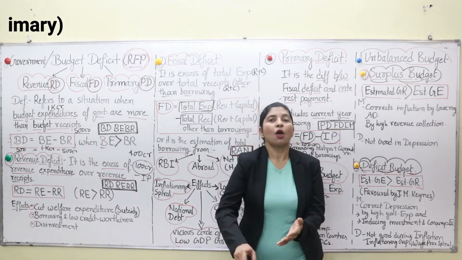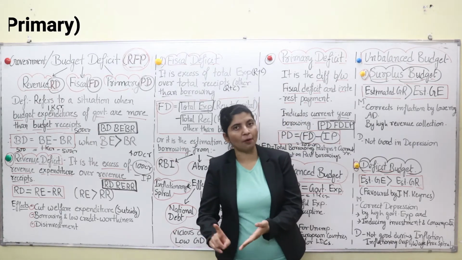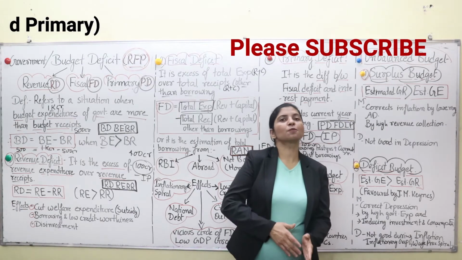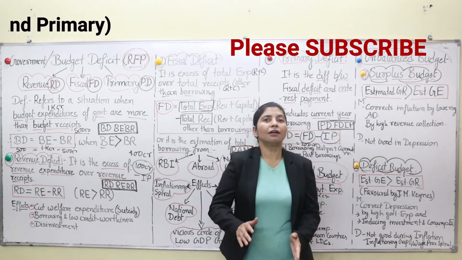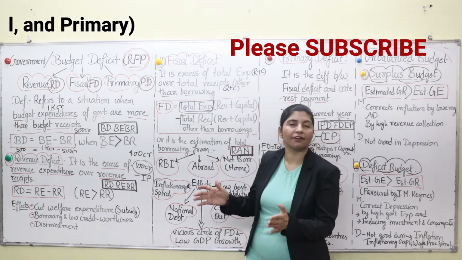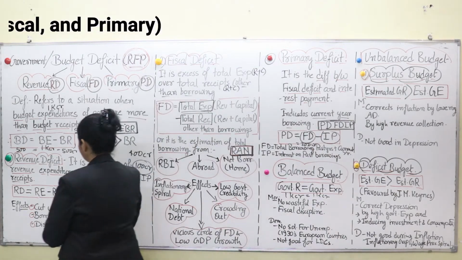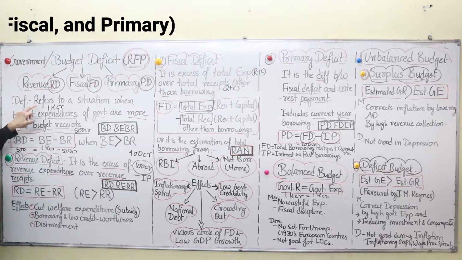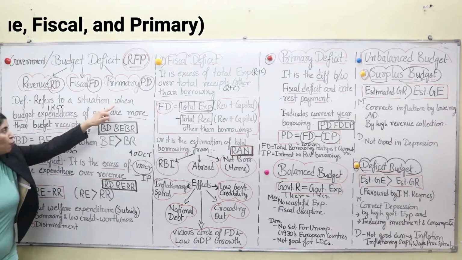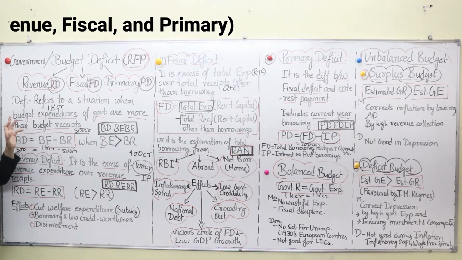In the same manner, where the revenue of government is lesser than expenditure of government, then deficit occurs. Why? Because it has to spend more than its revenue, and in that case there is a deficit of revenue, right? So we have to see here what's the definition of budget deficit. Budget deficit refers to a situation, a condition when budget expenditures of government are more than budget receipts.